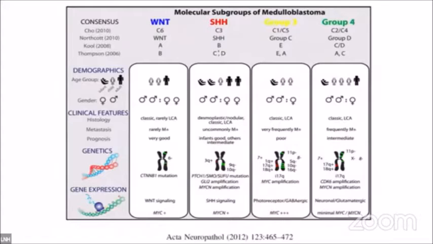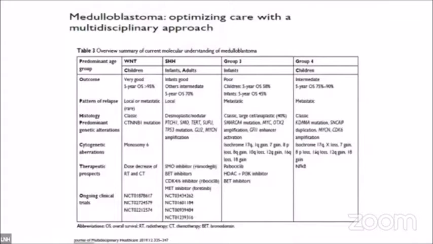And in the WNT group, there was this beta catenin that was seen. And for describing any one group, you have to have at least two or three things positive to categorize that patient into that group. Now, the next slide is more or less the same thing.